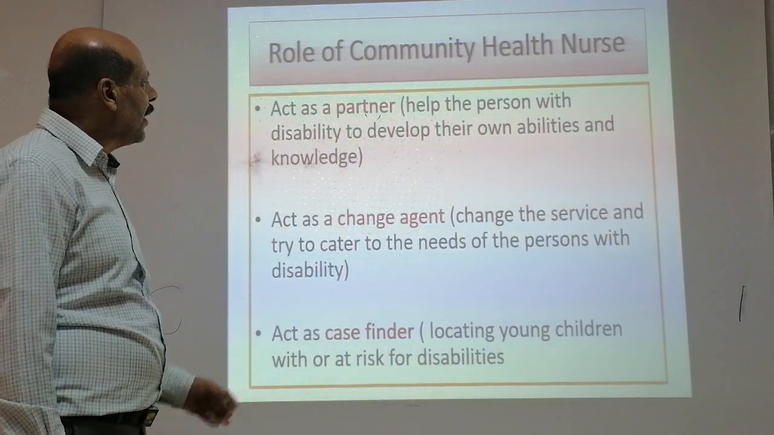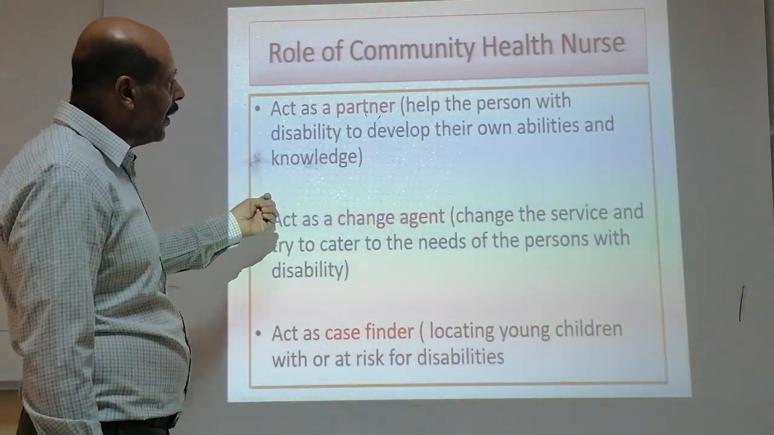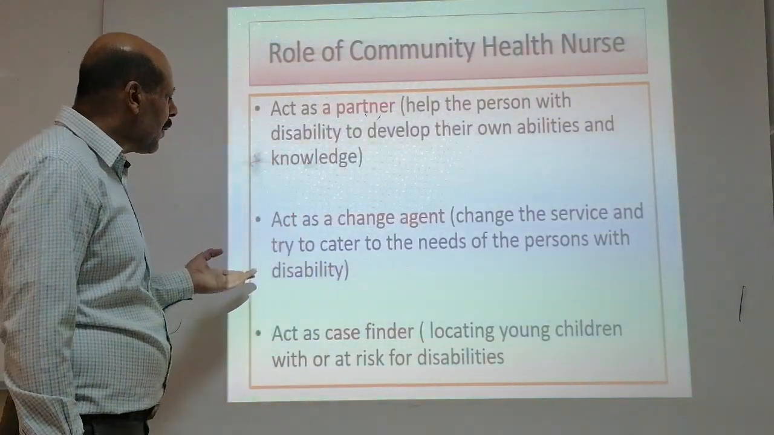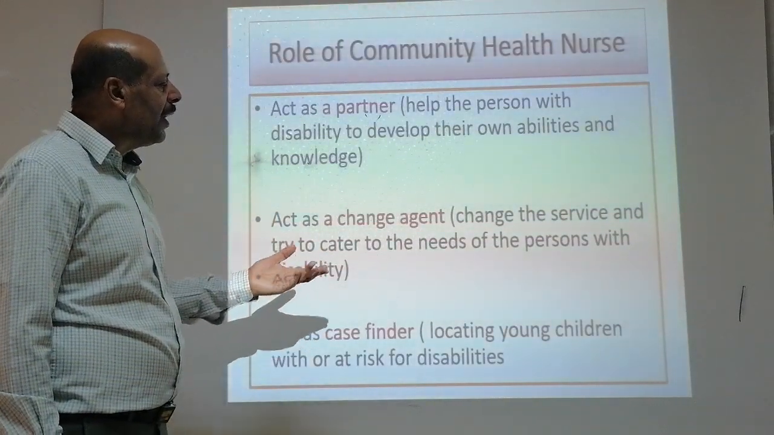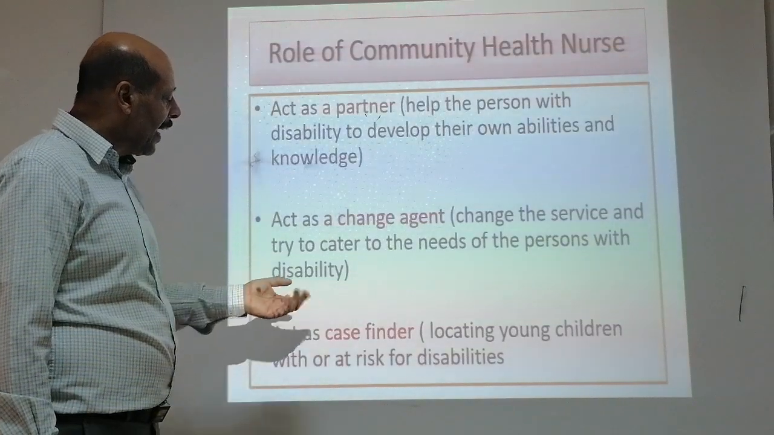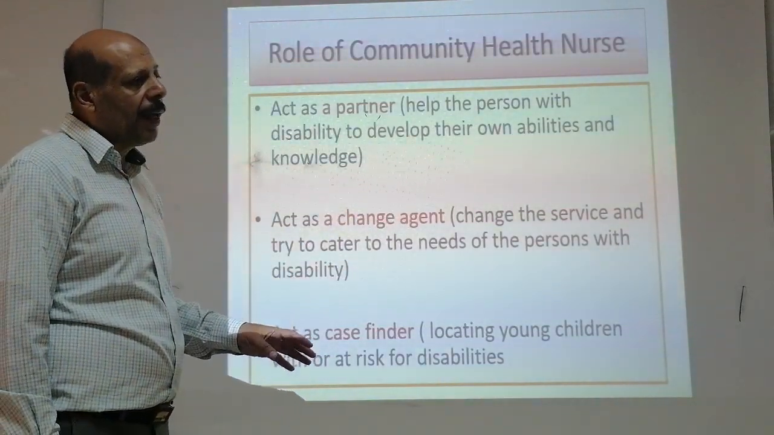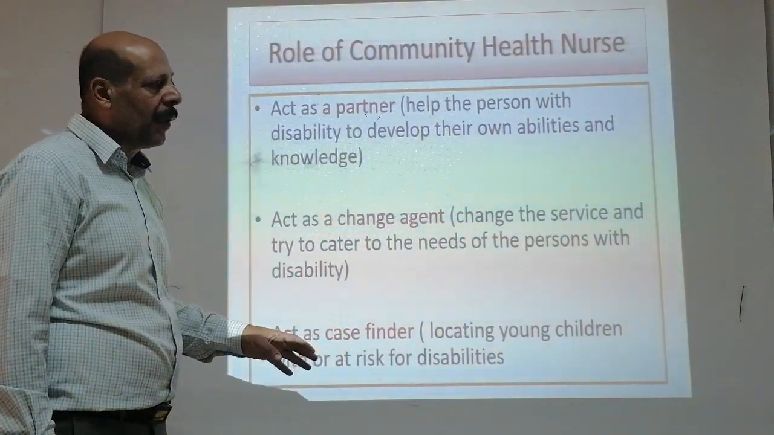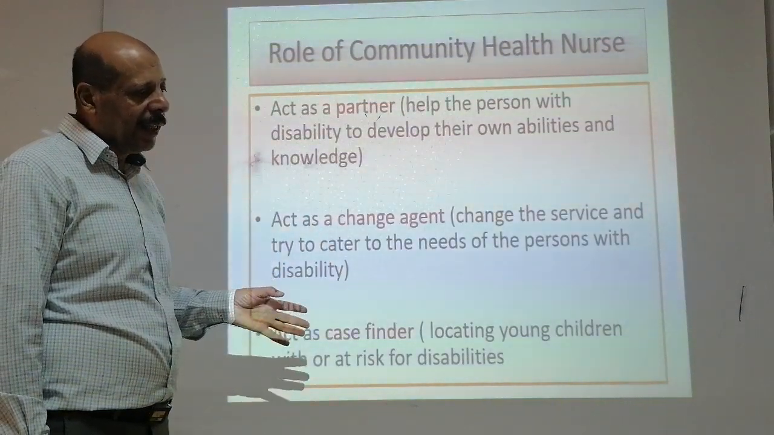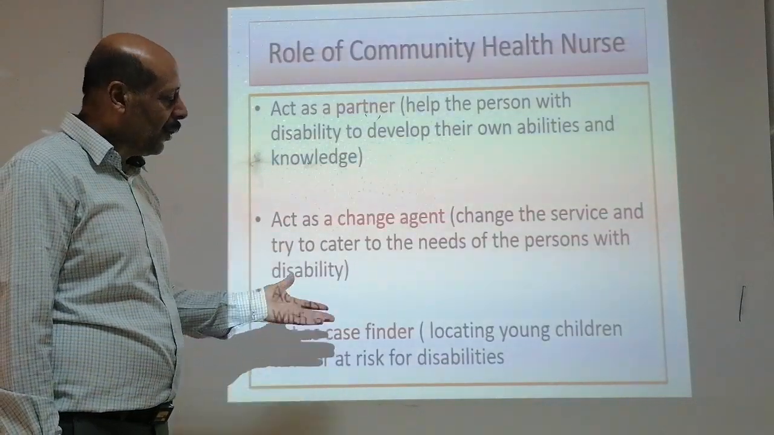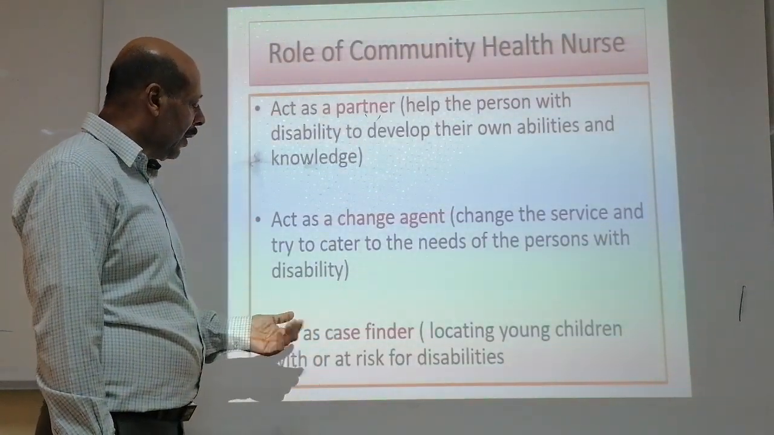Role of the community health nurse: she acts as a partner to help the person with disability to develop their own abilities and knowledge, acts as a change agent, changing the service and trying to cater to the needs of the person with disability, and acts as a case finder. The community health nurse can find cases within the community, because sometimes the family feel shy or feel the stigma of having a disabled child, because of that they are not letting him go out of home. So in family assessment and home visits, we can also find the cases and locate young children with or at risk of disability.